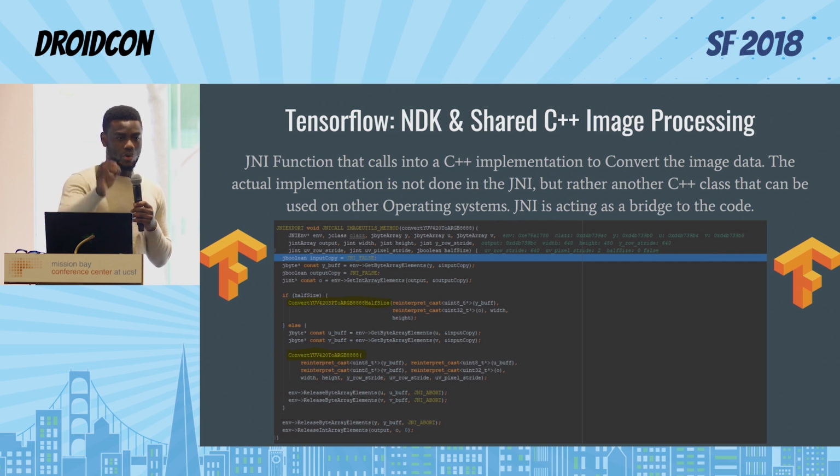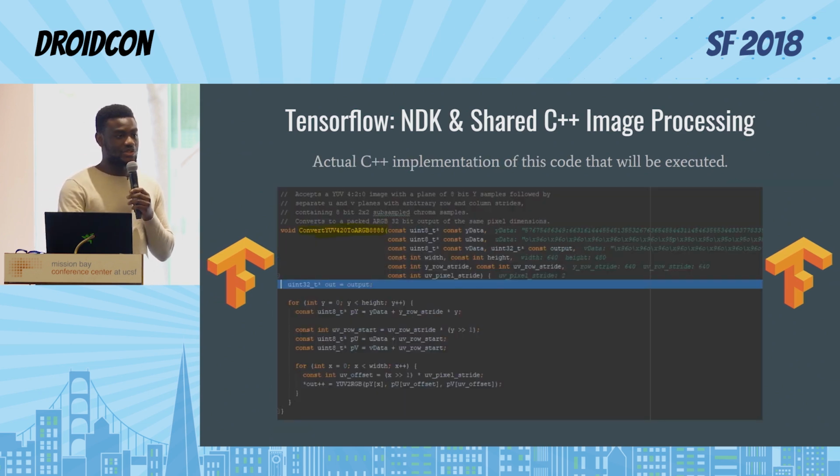But the actual code that's doing the conversion isn't in the JNI file. The actual code that's doing the conversion is part of TensorFlow. The JNI is there kind of as a bridge to say, hey, I'm receiving this data because I can understand how it's coming to me from Java, and now I'm going to give you the data to actually do the implementation. And this code right here is actually part of the TensorFlow library, which this method can be used both on iOS and Android. And so this is doing some interesting image conversion. And so that's one good case study of why to use the NDK.